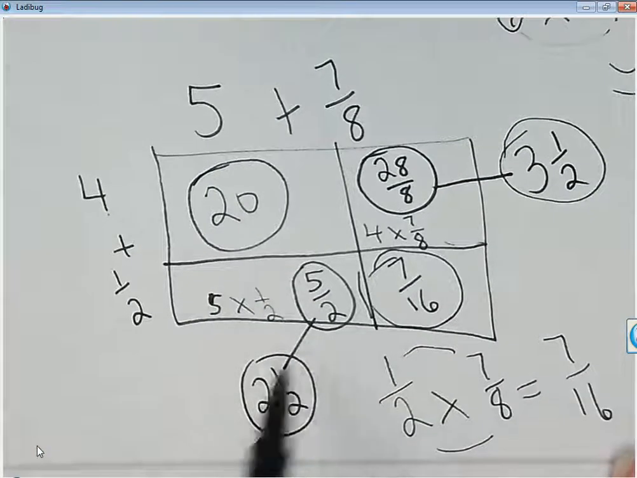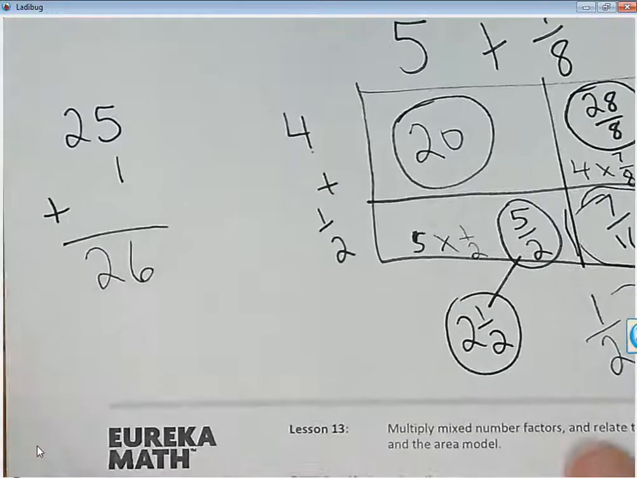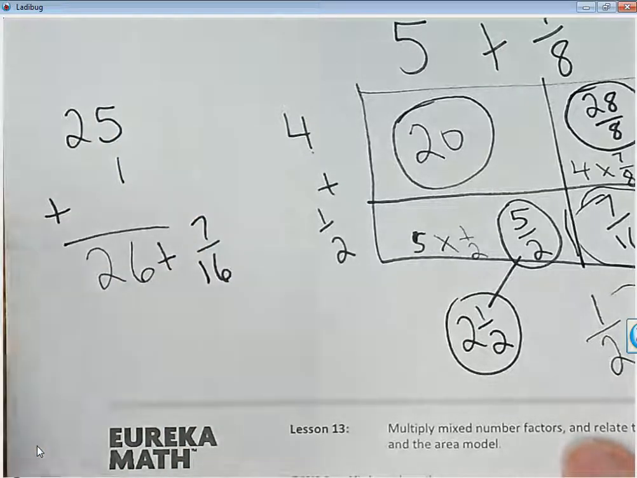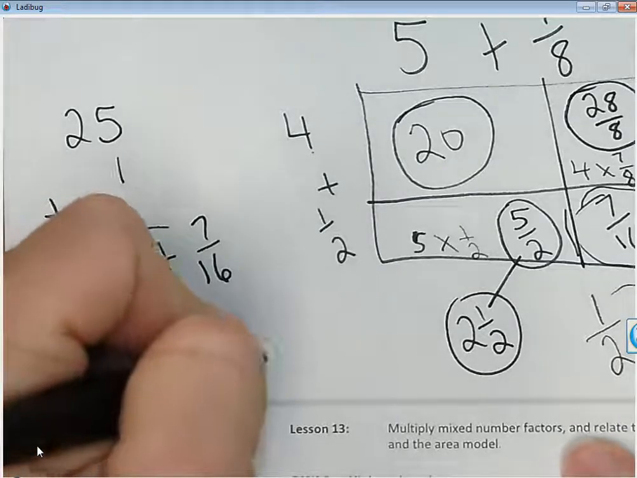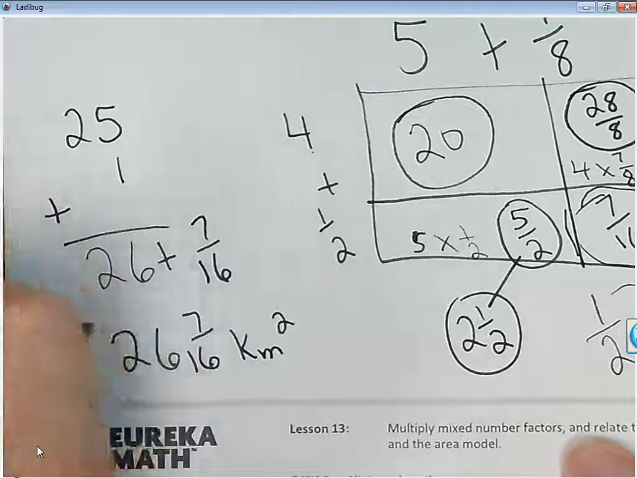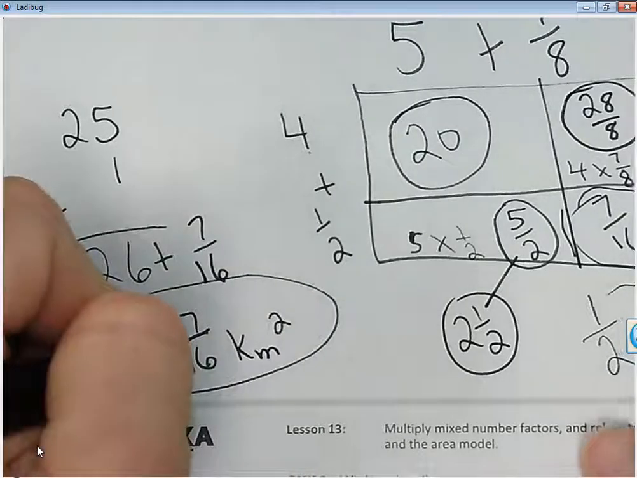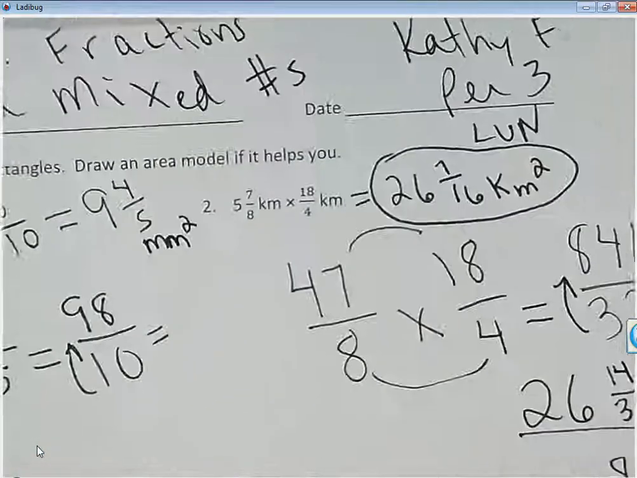So now I added this, this, and this. I just need the 7/16. So 26 plus 7/16 is just 26 and 7/16. And that's what we got up at the top.